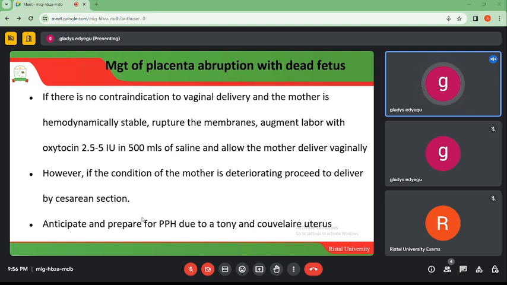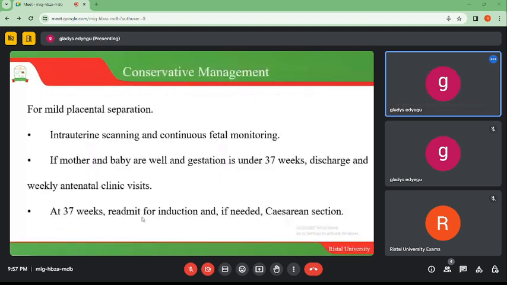So anticipate and prepare for PPH due to atony and a Couvelaire kind of uterus. This is very key and very important. Sometimes we end up only delivering the baby, and when the baby is delivered, we think that we have done our part and that is all, but we don't think ahead that this mother had this condition, which can predispose her to this. What should we do? You have to be prepared for this so that you can support this mother completely and save her life.